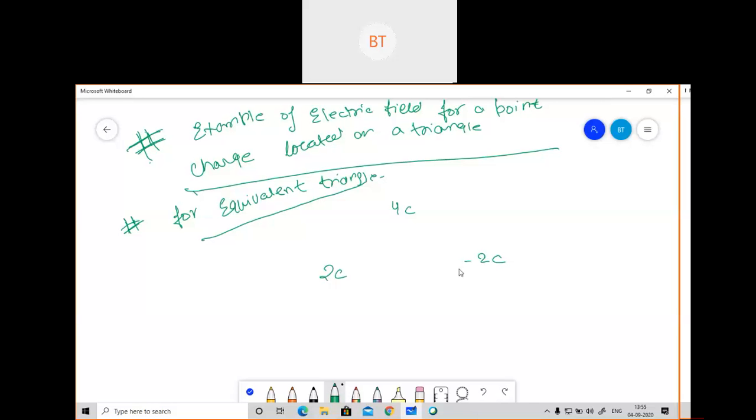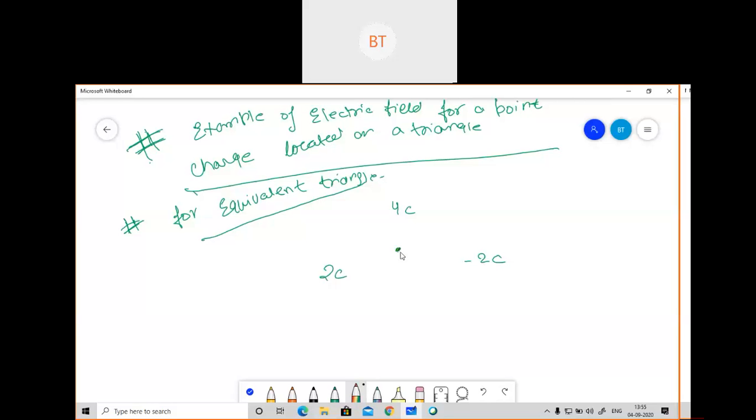Okay, sorry for the interruption. So actually 3 point charges are given. One is 4 coulomb, another is 2 coulomb, and the other is minus 2 coulomb. Three vertices have point charges, and they are asking you to calculate the electric field at the center. So this is the question.